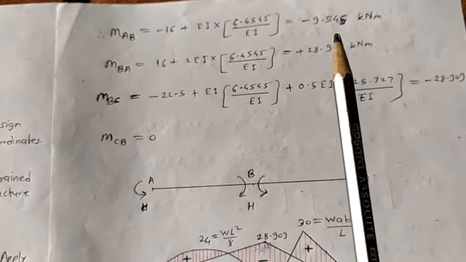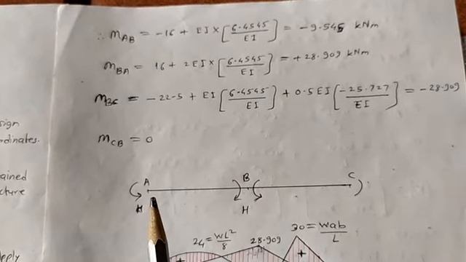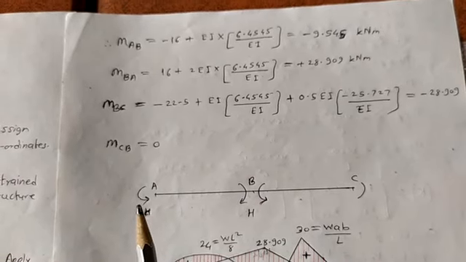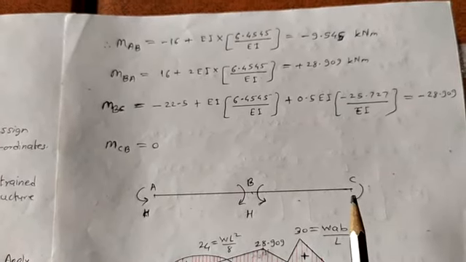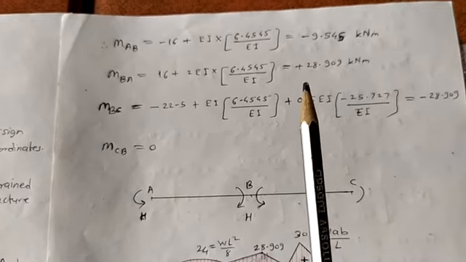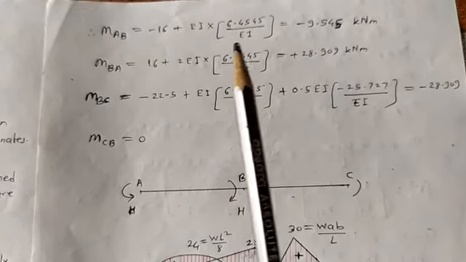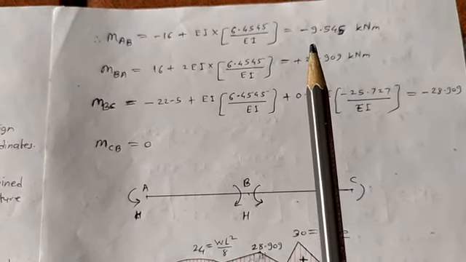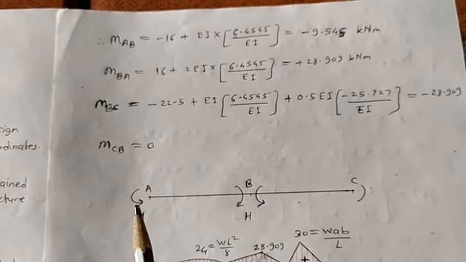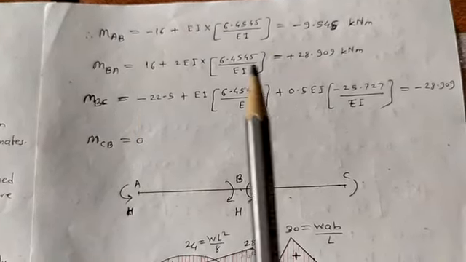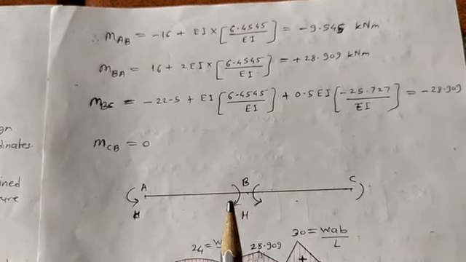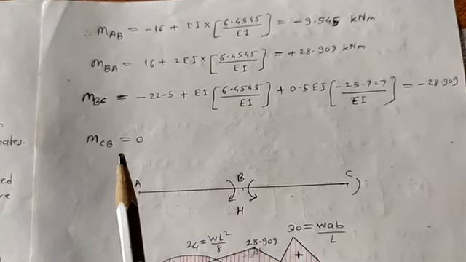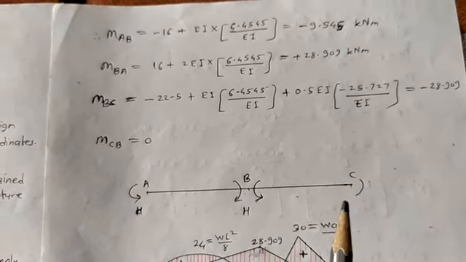Now of course, the next step is to draw the BMD. To draw a BMD, just draw a straight line, that is one baseline. Just show curves in this fashion. Next, MAB we have got negative, meaning anticlockwise, so here I have shown an anticlockwise moment. MBA we have got positive, meaning clockwise moment. MBC we have got negative, meaning anticlockwise moment. And at C the moment is 0, that's why I have not shown any moment.